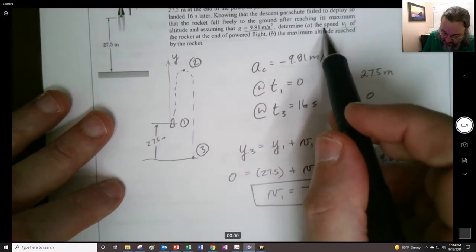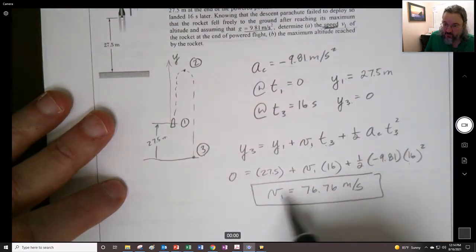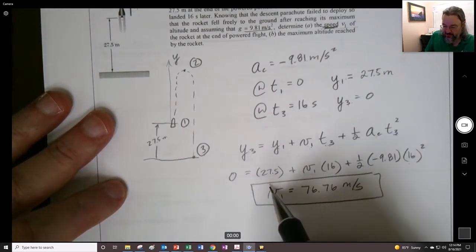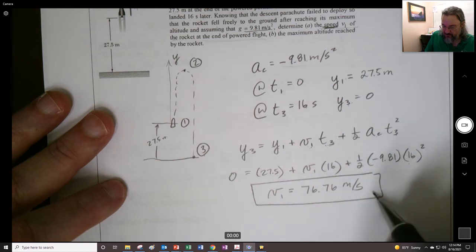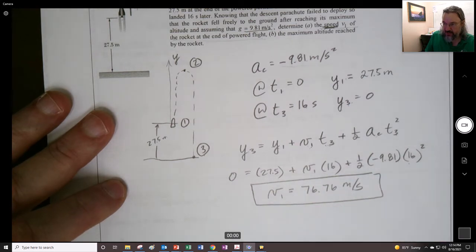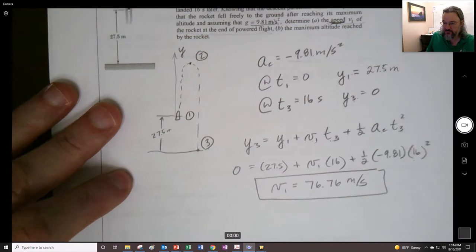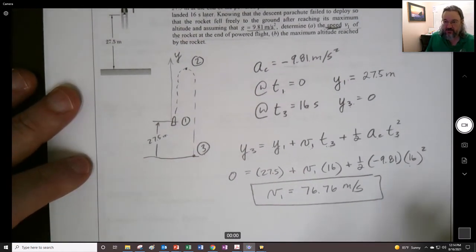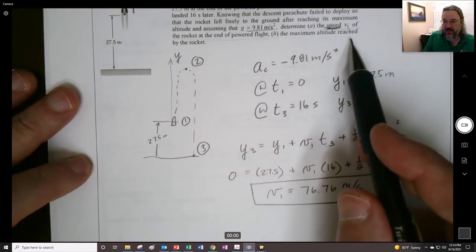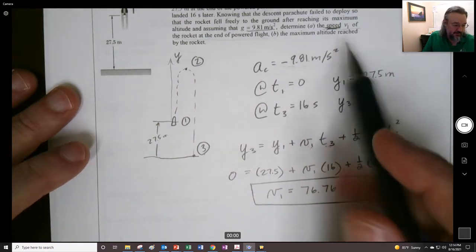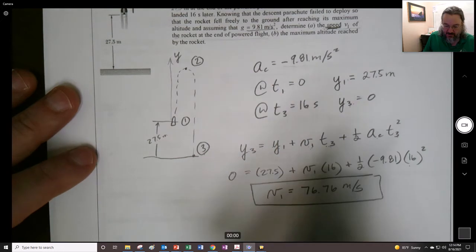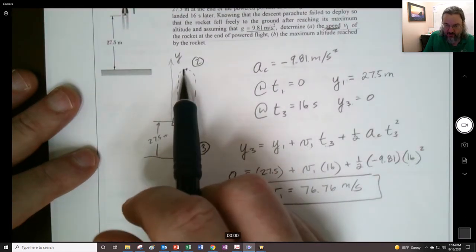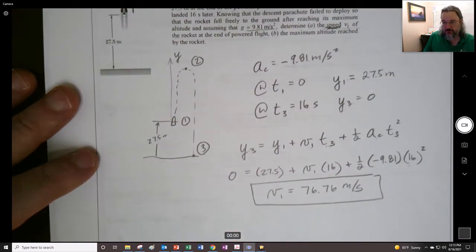Now they asked for the speed, so we don't need to make this a vector. If we did, we'd put a hat on top of it, and we would put an arrow indicating its direction, right? But they only asked for speed, which is the magnitude of the velocity. So we also want to find the maximum altitude that it reached by the rocket. Well, that's going to be at 2 right there, but we don't know when that happens.